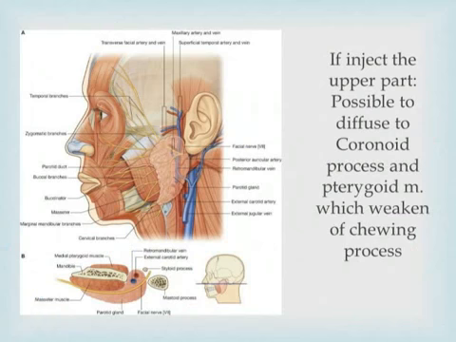Okay, if you inject the upper part, it's possible that it may interfere with the coronoid process and the temporalis muscle, which is the main muscle for chewing.